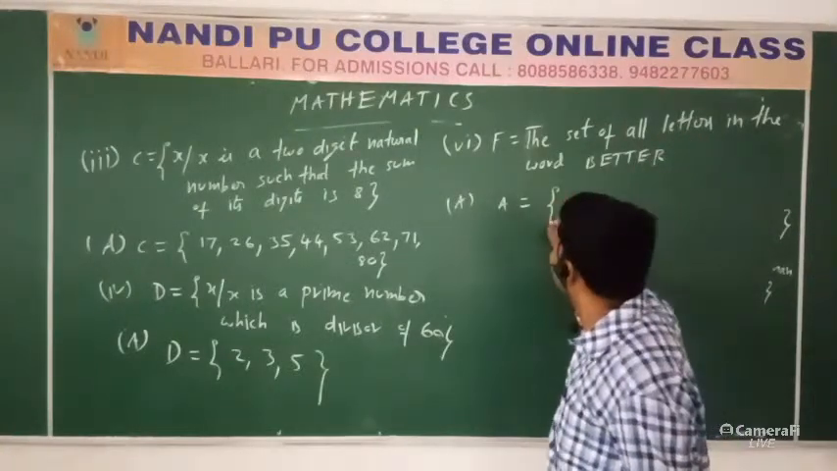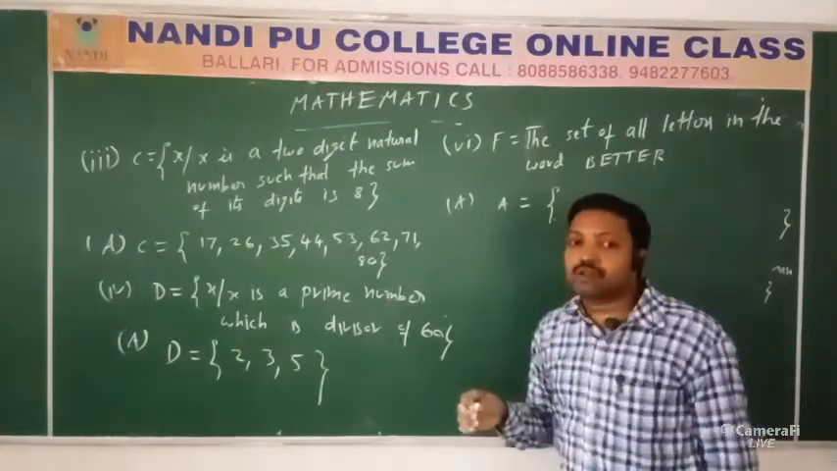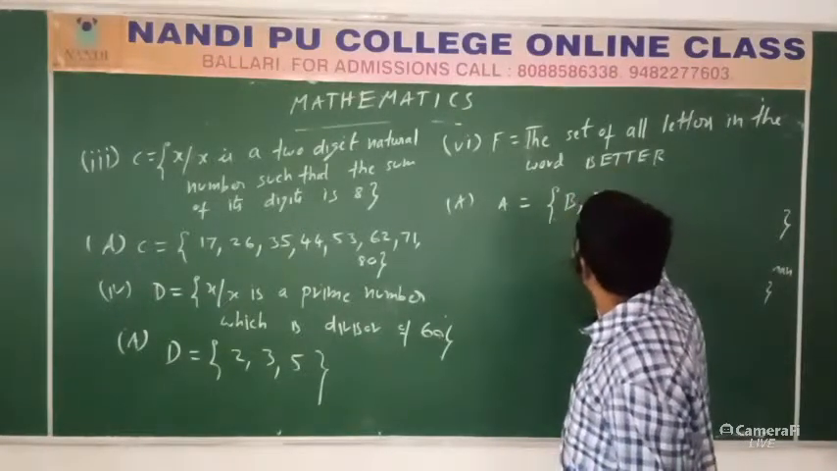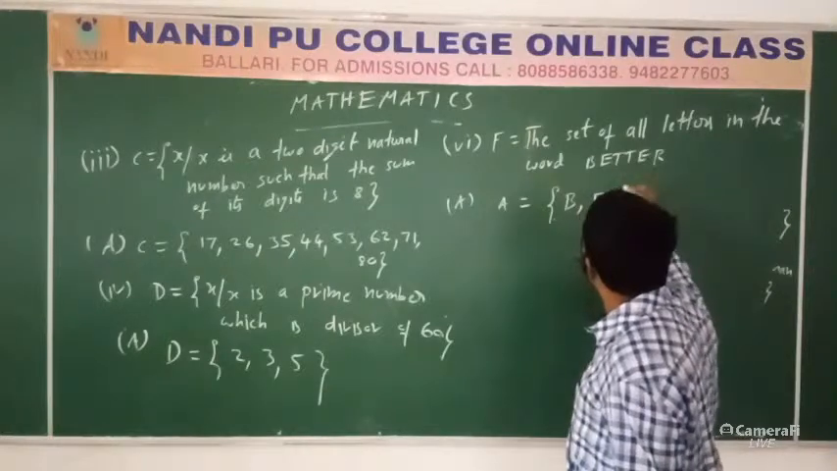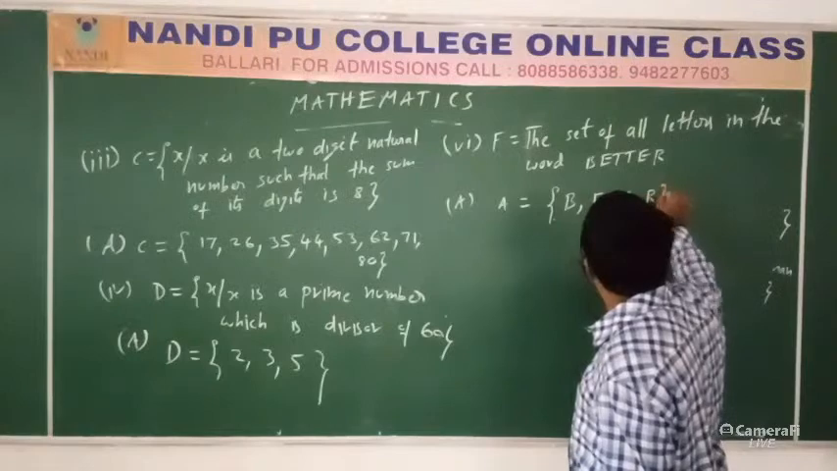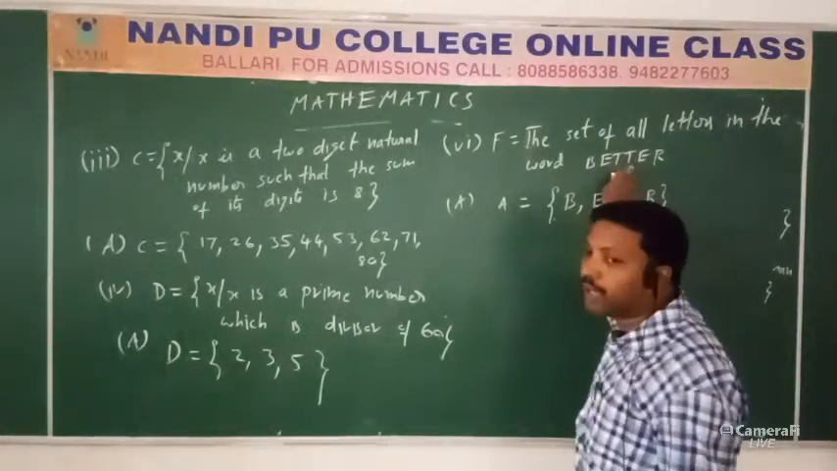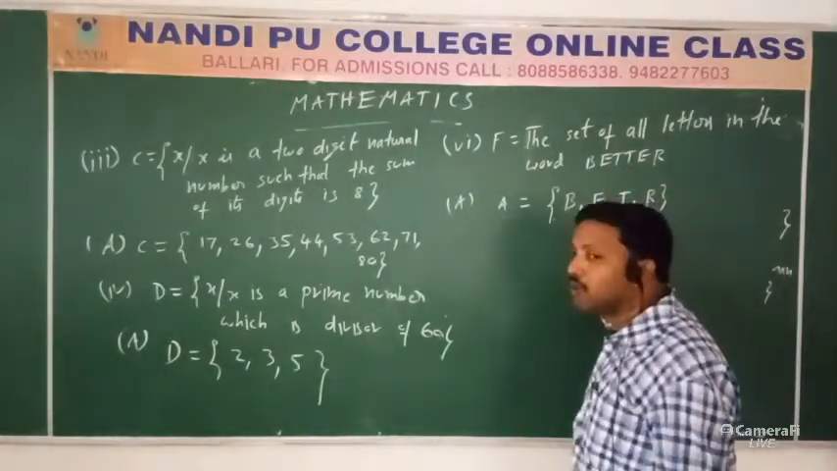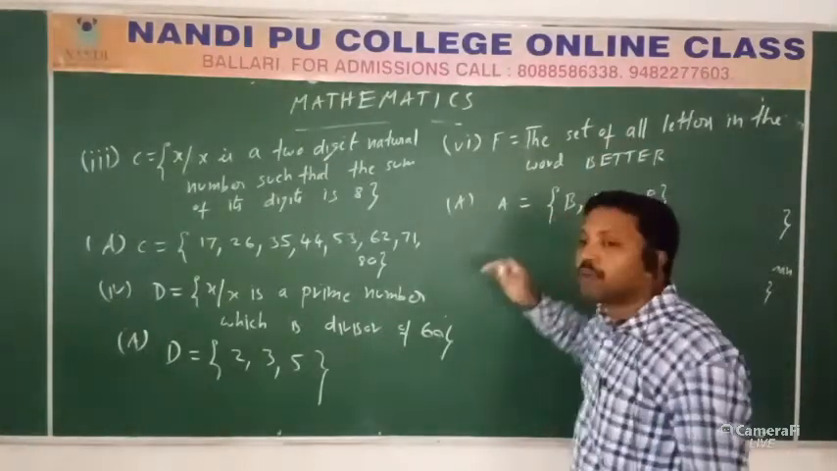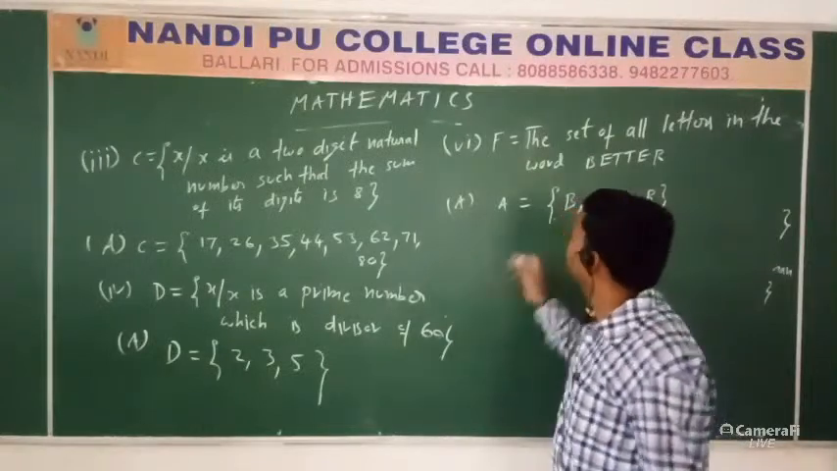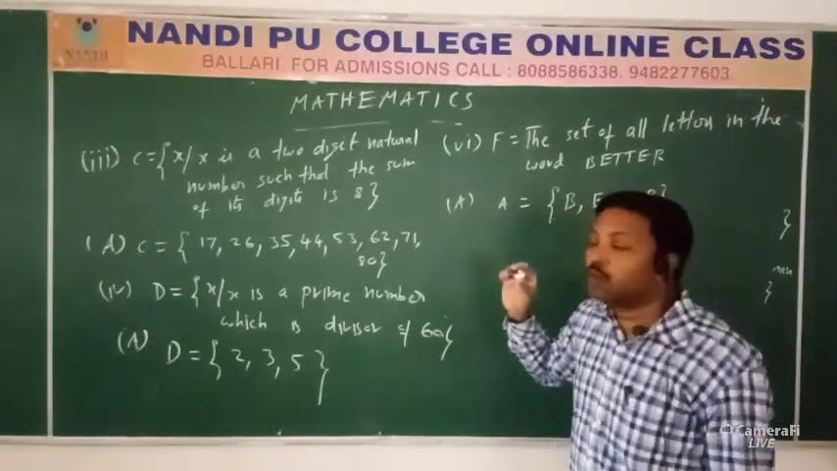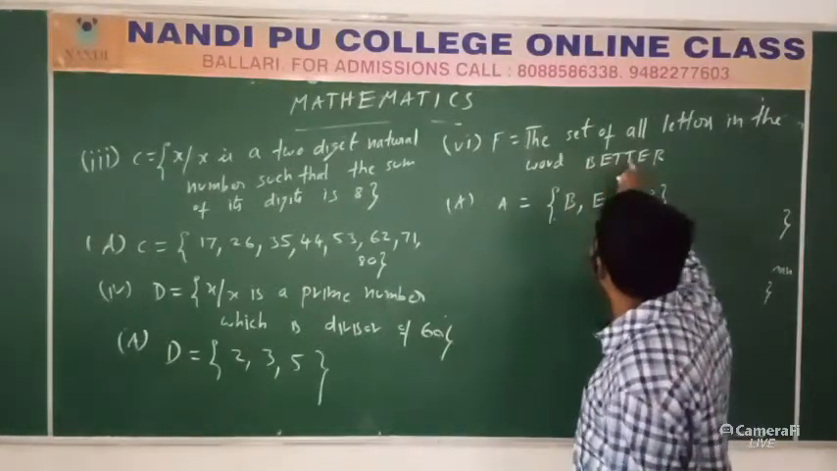When we write the set of letters, we should use commas. So here, B, E, T, R. T is repeated 2 times, but only 1 time is required, because we are writing this in roster form. In this, repetition of letters is not allowed. We should take every letter only 1 time. So this is B, E, T and R.